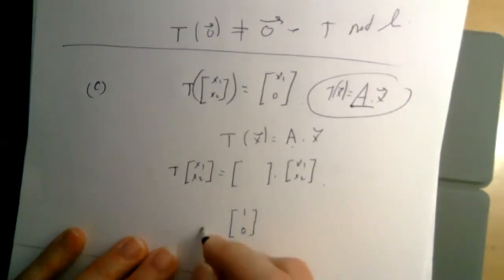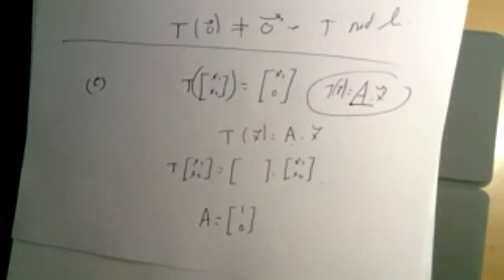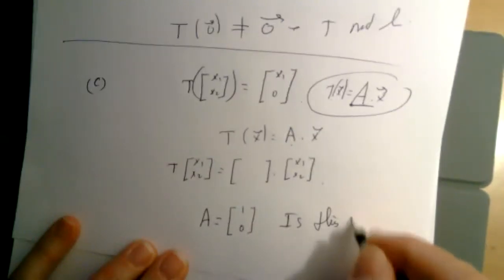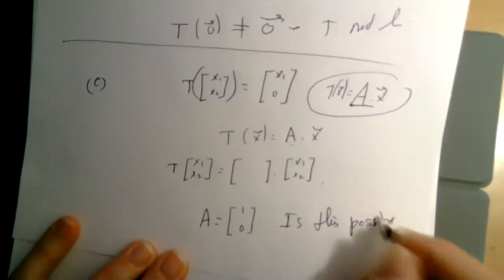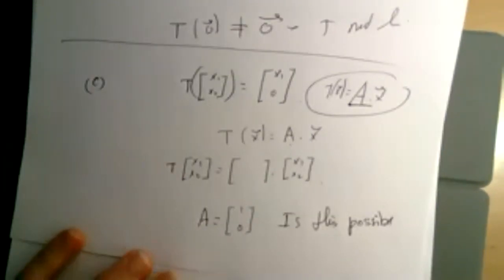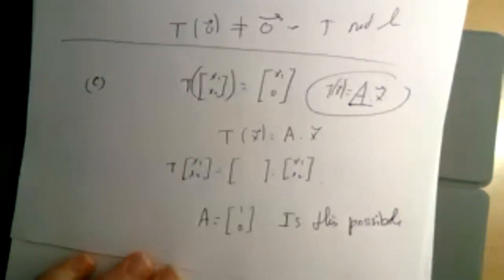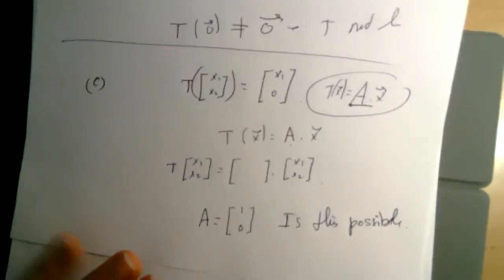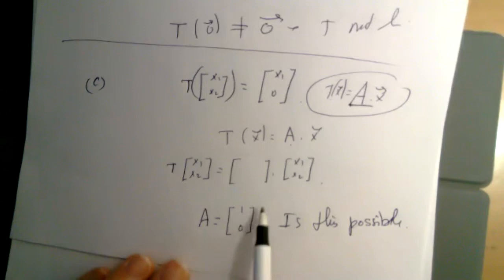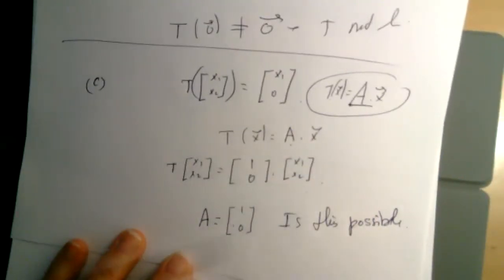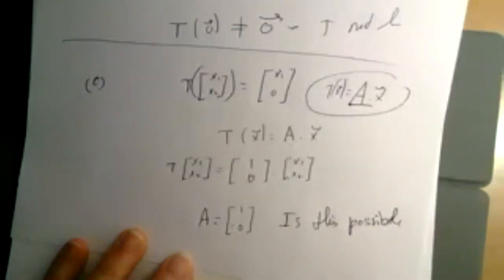Now, I got a lot of answers, and some student wrote, if my memory is right, A equals 1, 0. Is this possible? I'm asking you the question. No. A lot of you did that. This is absolutely impossible, because if A is 1, 0, the multiplication makes no sense whatsoever.